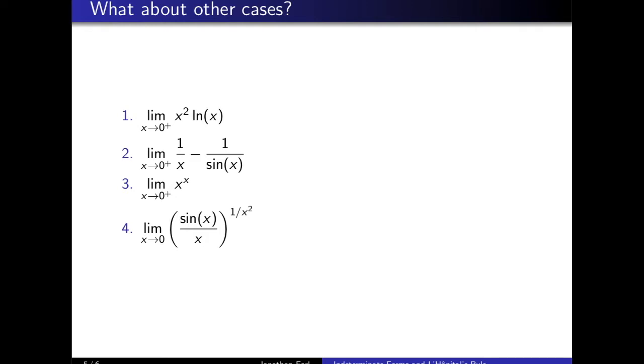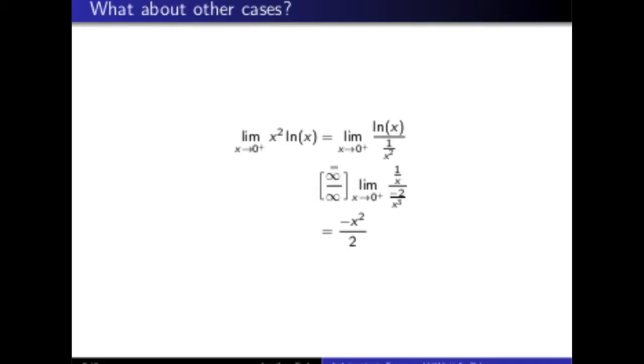Okay, so that tells us what to do when we're looking at a 0 over 0 or infinity over infinity case. But what we could do now is go and look at some of the other cases that we had. So the first one that we're going to have is the limit as x goes to 0 from the right of x squared times natural logarithm of x. And what we see here with this one is that as x goes to 0, x squared is going to 0, but the natural logarithm of x is going to minus infinity. So this will be an infinity times 0 case.